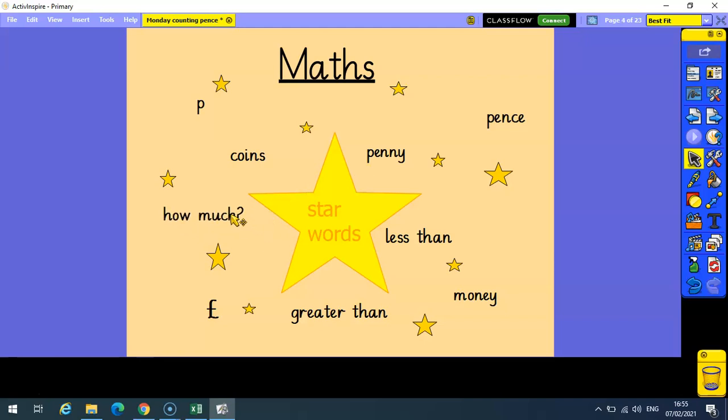Okay, star words, different star words today. My turn, your turn. I'm going to say it first, and then I want you to say the same word. Okay. Money. Your turn. Coins. Your turn. Penny. Pence. How much? Greater than. Less than. And here they are in our star words, but they're actually just two different symbols. We'll come to that.